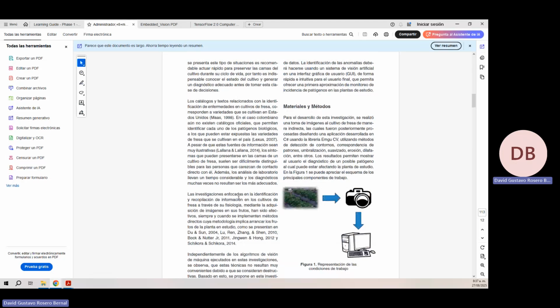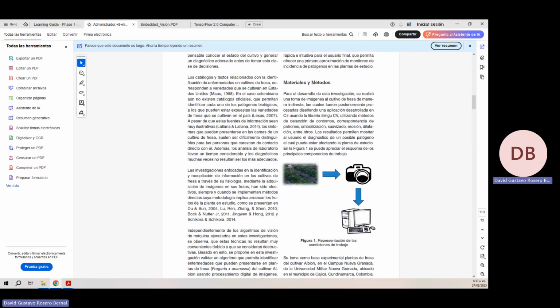Segmentation and contour detection: the algorithm detected contours using OpenCV. Contours were analyzed for shape and size, compared against reference patterns, for both Botrytis and Spirotheca lesions. Number 6 was feature extraction and pattern matching.